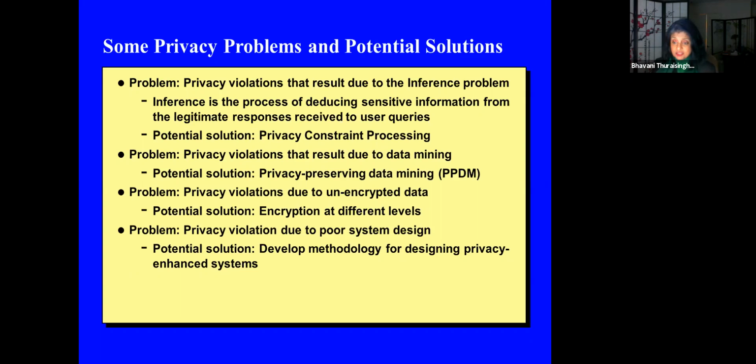Some charts, this particular chart. Privacy violation due to poor system design. Potential solutions, of course, you've got to apply good software engineering, privacy engineering, security engineering.